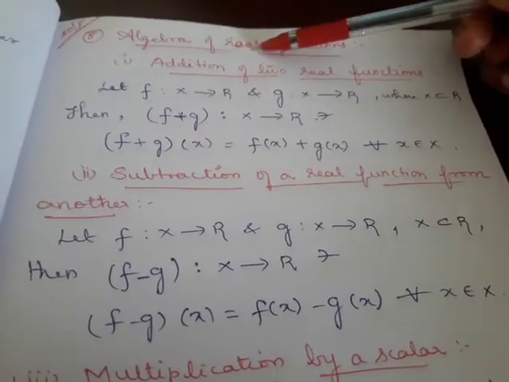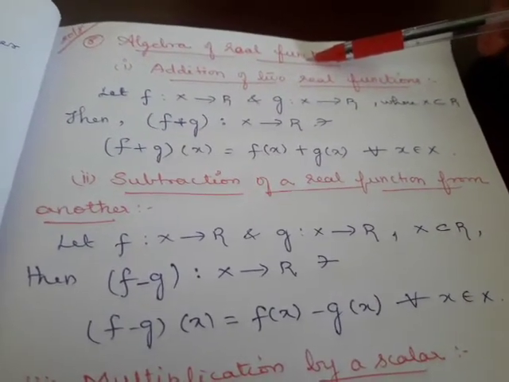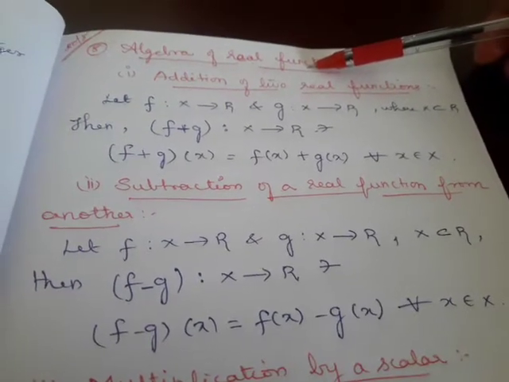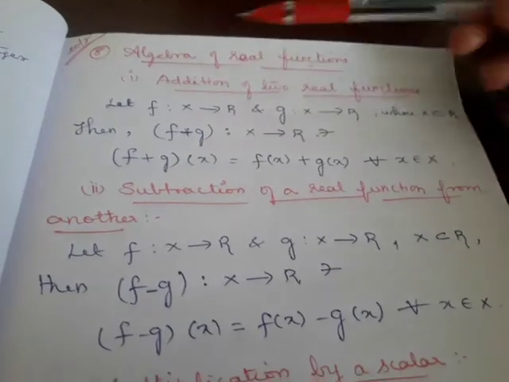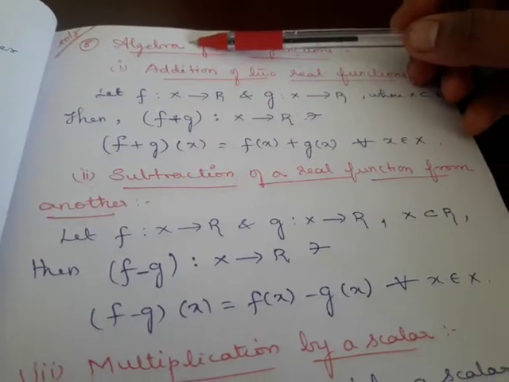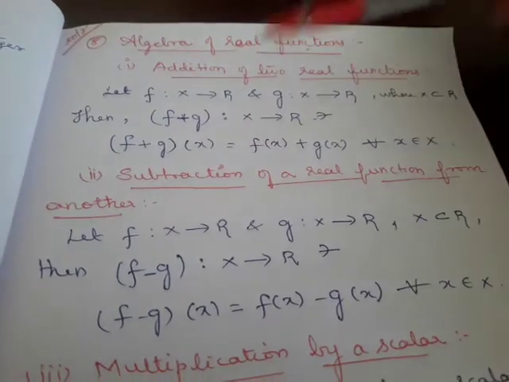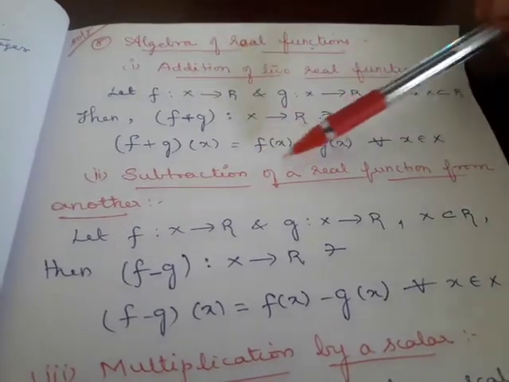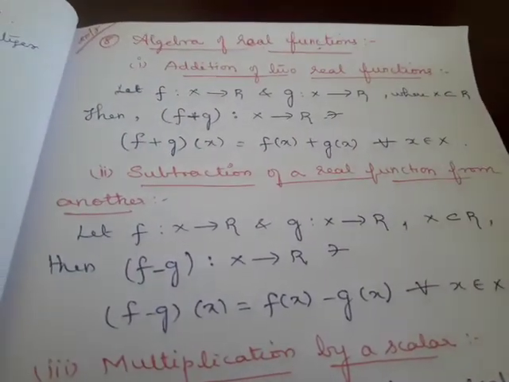We have seen what is meant by real function in the last class. What is meant by real function? A function defined on the set of real numbers is called a real function. Algebra means what? The basic arithmetic operations: addition, subtraction, multiplication and division. So in today's class we are going to see addition of two real functions, subtraction of a real function from another, similarly multiplication and division as well.